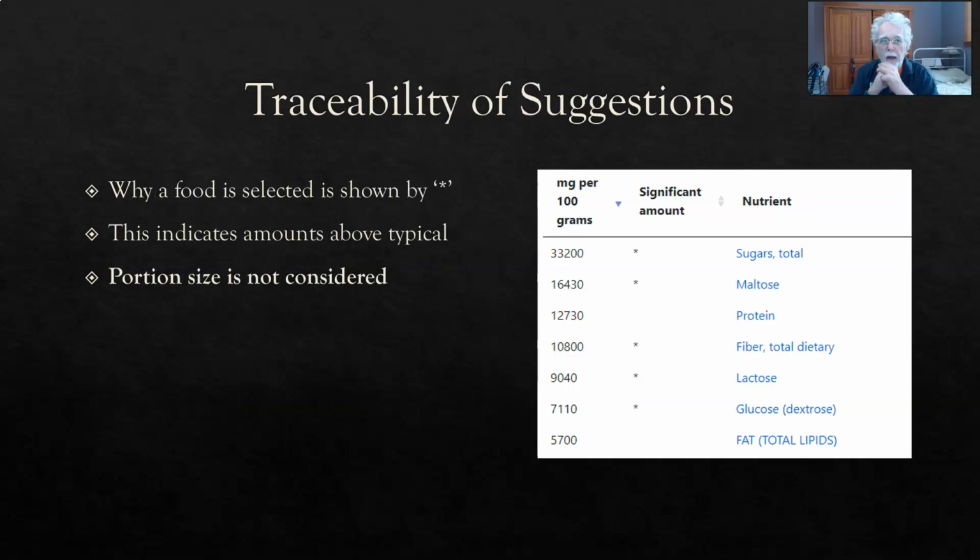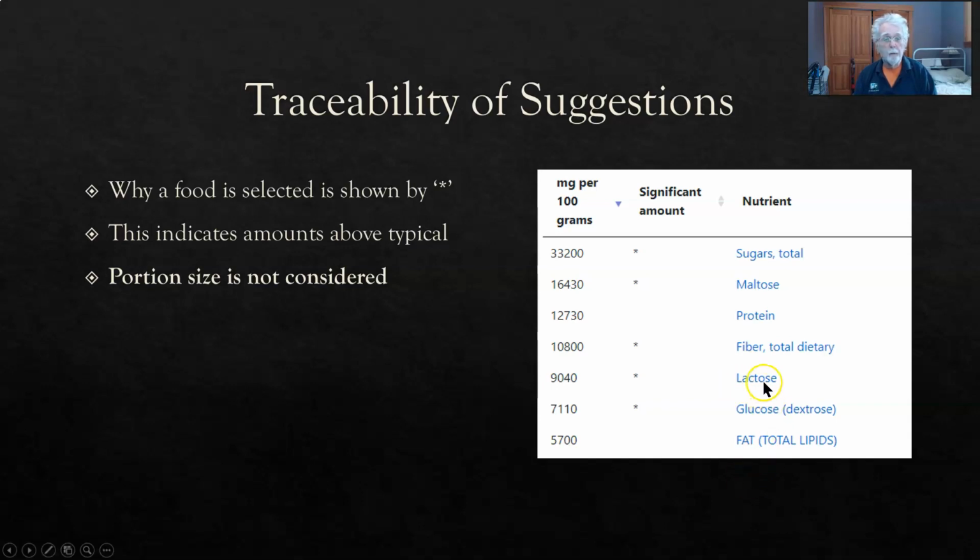Now, when we go and actually do suggestions, what I love to always do is have traceability. So the result is, why is the food selected? You go and look at the suggestion list, and you have a list of foods. You click on one of the foods, and you'll see what's in the food. What's in the food is starred with things which are higher than typical amounts. So one or more of these items is the reason for selection.